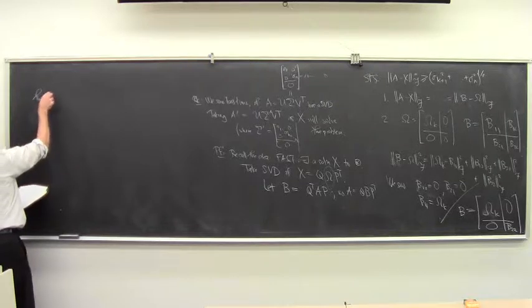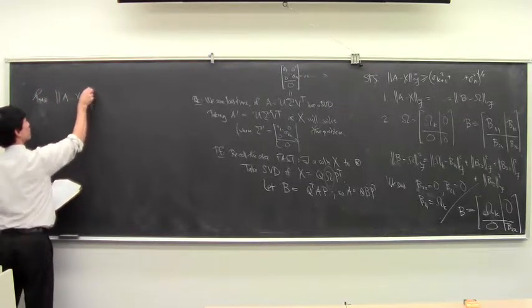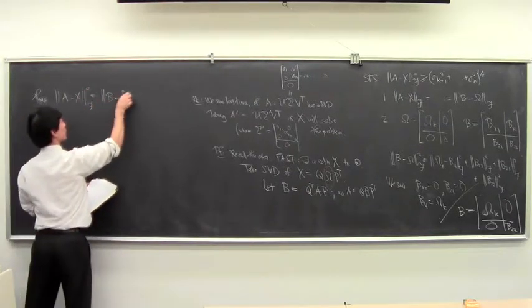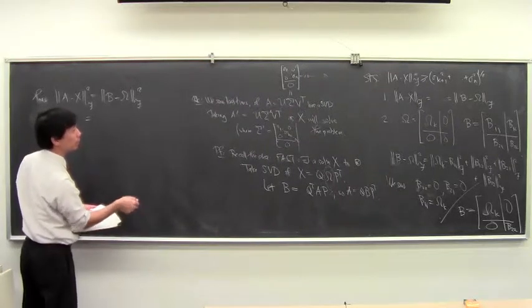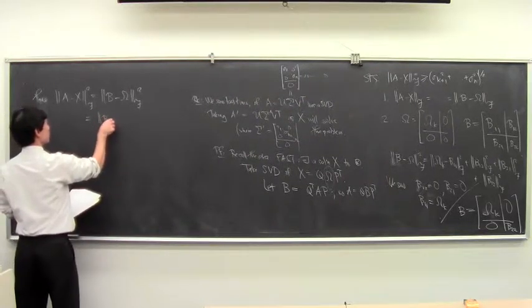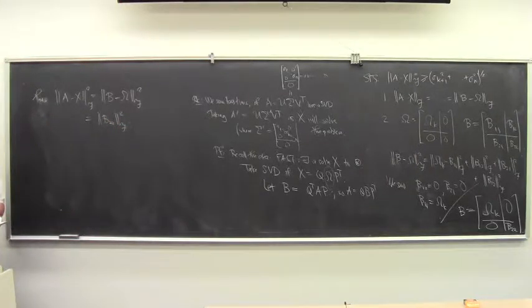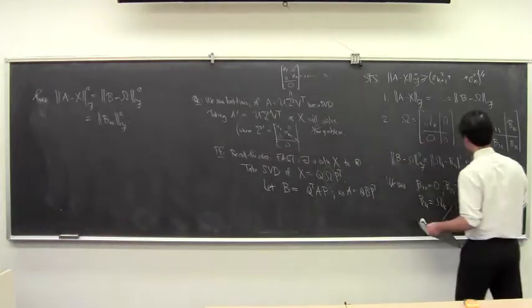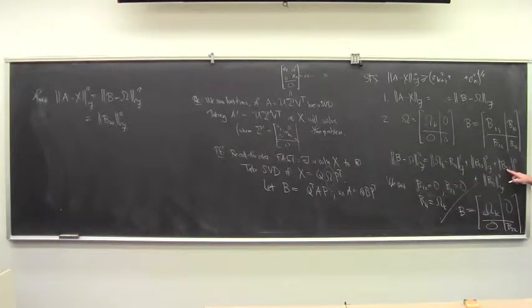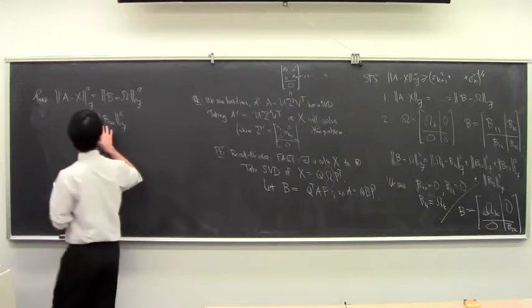and so A minus X, the Frobenius norm squared, which equals this thing, is going to equal B22, B22 Frobenius norm squared. Right? Because B looks like this now, so this is 0, this is 0, and this is 0. Okay? So all these things are 0, and we get this. Right?